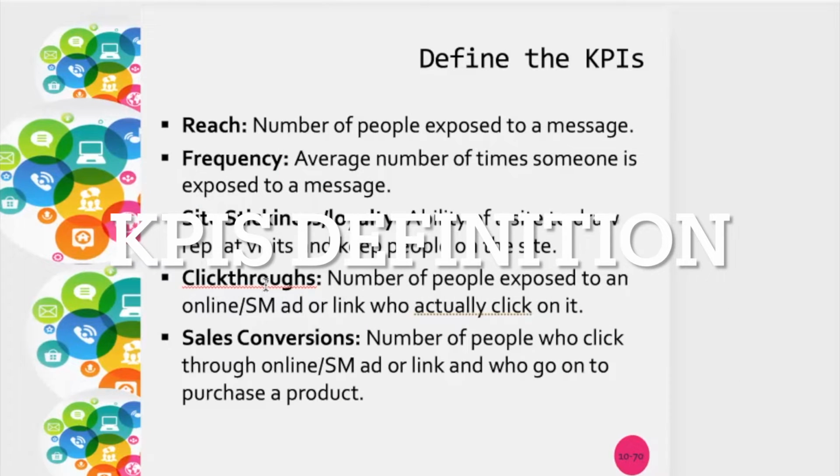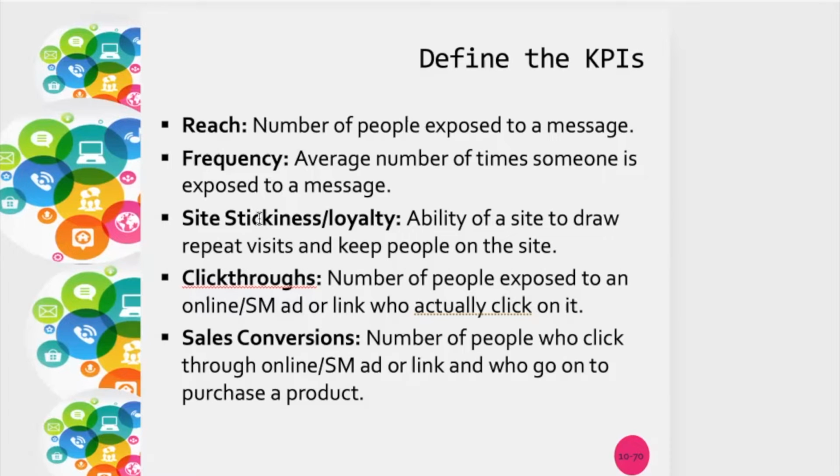Which are the KPIs we could fix? So first of all, the reach. We want to reach people or potential customers, which is the number of people exposed to the message. So the more you reach people, the more you create brand awareness. So if our objective is to create brand awareness, reach, that is the number of people exposed to the message, is one of the important KPIs.